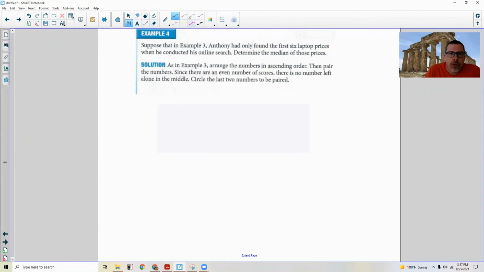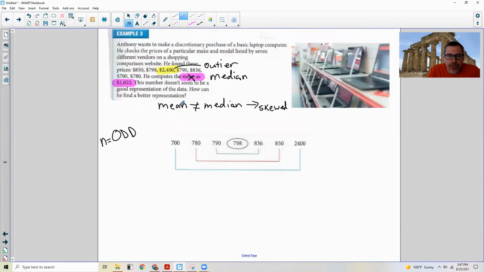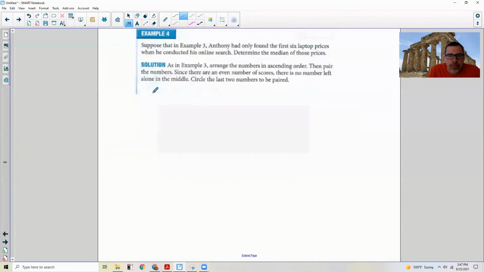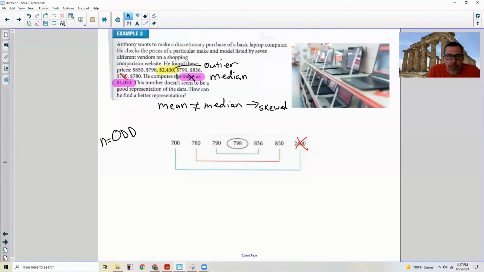Okay, so example 4 is now going to talk about something very similar. It's a really quick example. It says, suppose that in example 3, Anthony had only found the first 6 laptop prices. So if I go back, if he only found the first 6 laptop prices, then $2,400 is not going to be there. Or they might be talking about this order here, 1, 2, 3, 4, 5, 6, and the $700 one is not there. But I'm thinking they're talking about the outlier here. If we get rid of the outlier, we can use the mean. And they did not get rid of the outlier. They got rid of 1, 2, 3, 4, 5, 6. They didn't get rid of the 700.